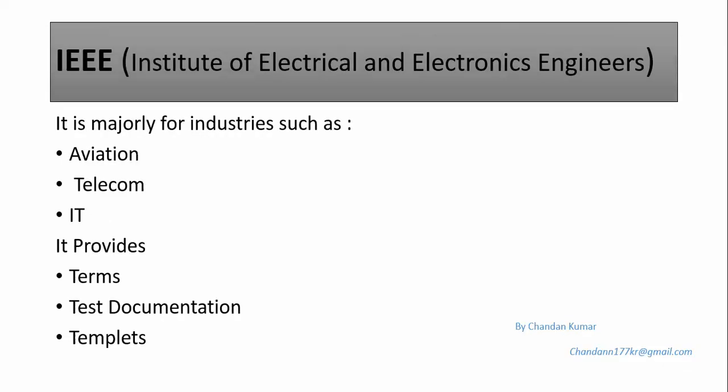Next, let's move to IEEE, the Institute of Electrical and Electronics Engineers. This is major for industries such as the aviation industry, telecom industry, IT industries. This is a domain specific thing. The previous ISO wasn't there for aviation or telecom. It was majorly for IT, though ISO certification can be implemented in a lot of places. Here, IEEE majorly provides norms, rules and terminologies, everything mostly for the aviation, telecom, and IT sectors.